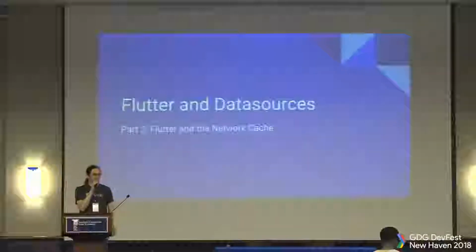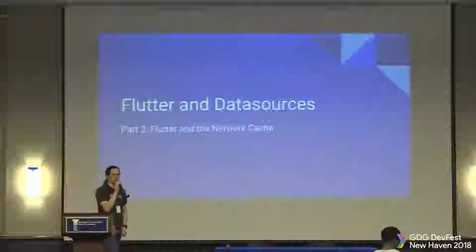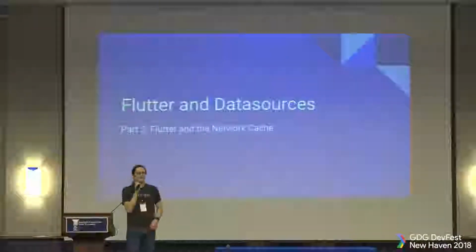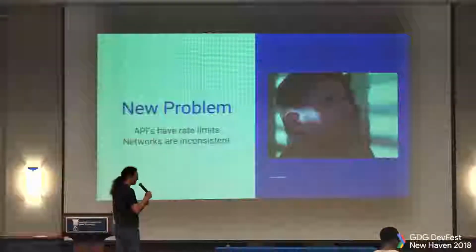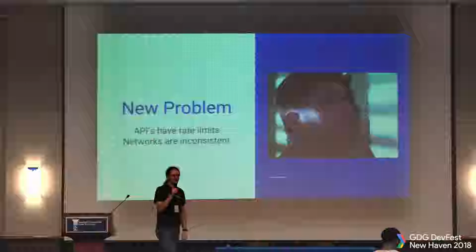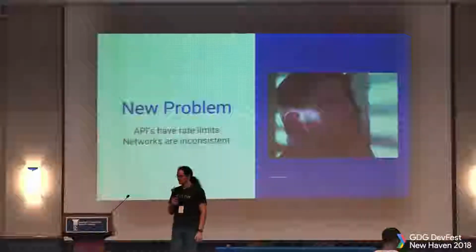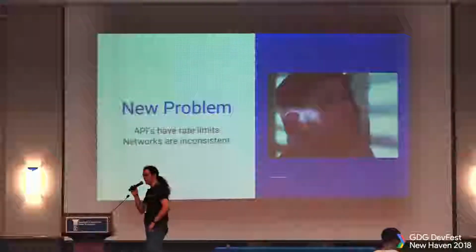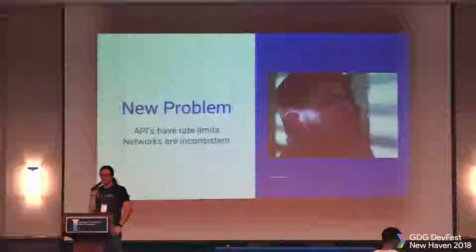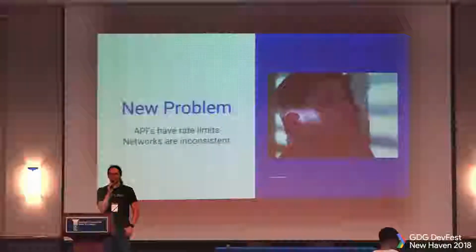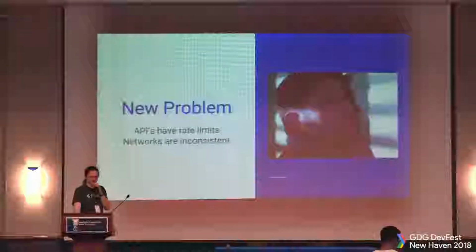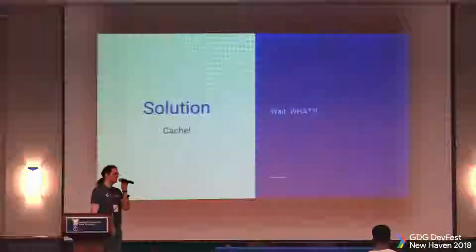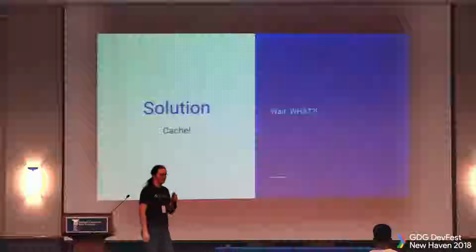So we're going to talk about Flutter and network caching. So we have a new problem. This morning's problem was we had to use other APIs and data sources other than Firebase. This afternoon's problem, APIs have rate limits and networks are inconsistent. What is our solution? Our solution is to cache data.